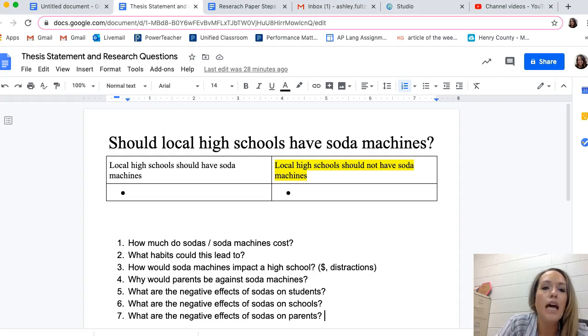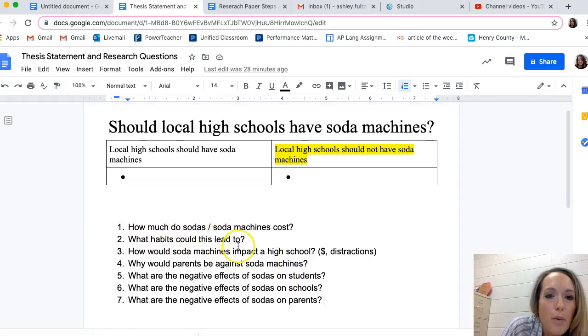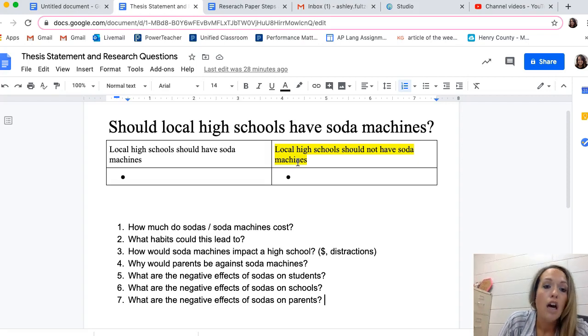All right, so where we left off is somewhere around here. You selected a side and then you came up with a list of questions that you would need to ask yourself in order to prove your side of the argument. So in order for me to prove that local high schools shouldn't have soda machines, we don't want soda machines anywhere near a high school, at least for students, these are the questions that I need to ask.